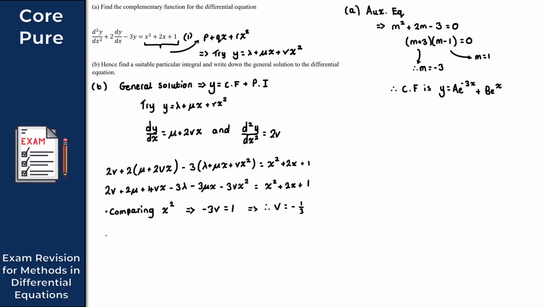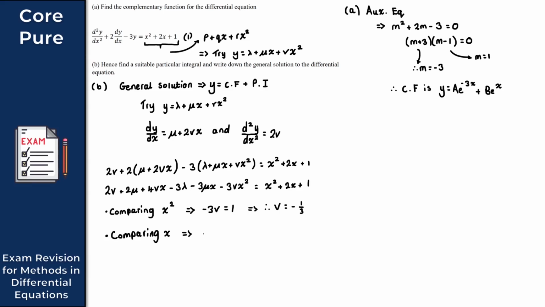At this point, what we now want to do is compare coefficients for x, so our terms involving x. We do need to be slightly careful here. We're going to make a note that we're comparing x. What I probably should have done is group the x terms together, but as we can see, it's just the 2 terms here. So I've got 4 nu x and minus 3 mu x.